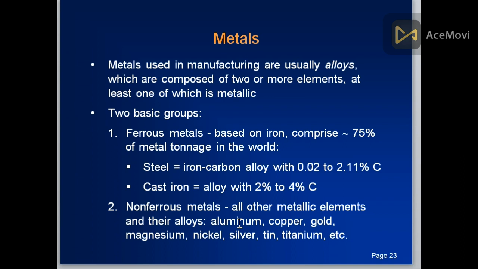When we deal with ferrous, it includes iron and its alloys, but when we deal with non-ferrous, all the ferrous metals are excluded from this category. This includes magnesium, nickel, silver, tin, titanium, etc. And you can also search much more on Google or any other source.